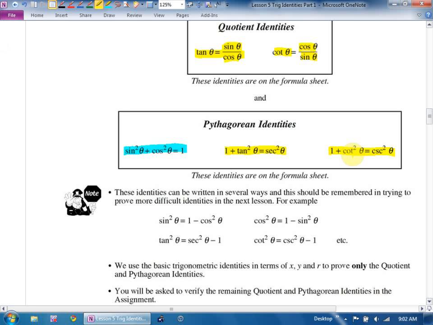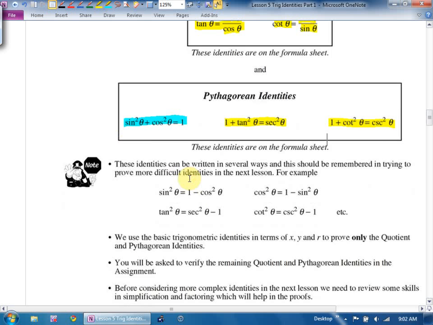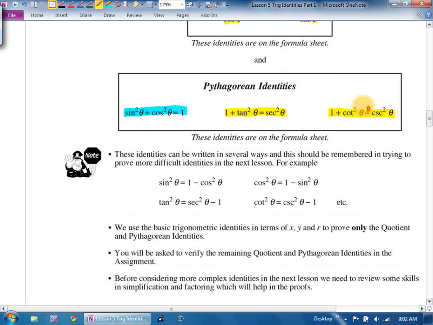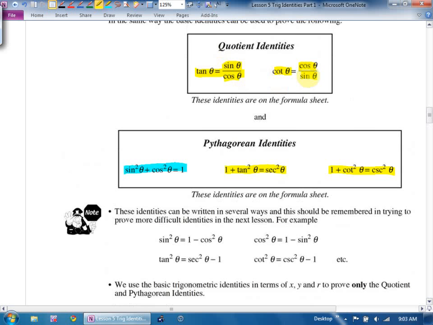Oh, and by the way, what is cotangent squared the same as? Get it by itself. Cosecant squared minus one. What is tan squared the same as? Secant squared minus one. So each of these contains three other equations. This one I memorized, and it's fairly easy: sine squared plus cos squared equals one. So these identities are on the formula sheet. We can use these to prove a bunch more.